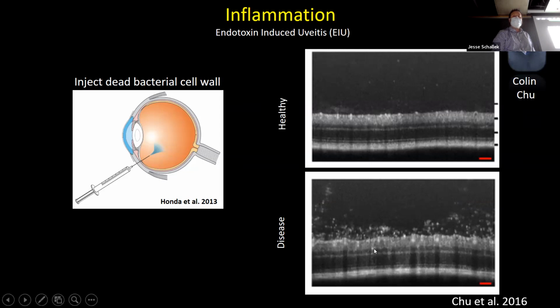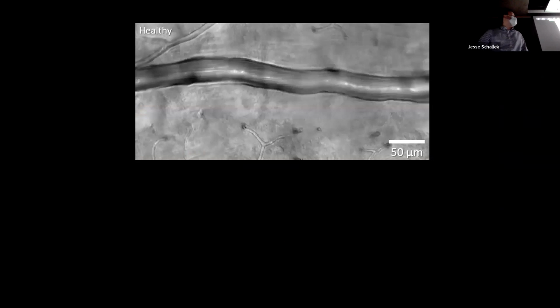And then he would also sort of point in the center of the image and say, well, there are also hyperreflective structures in there, but who knows what those are? Are those inflamed ganglion cells? Are they dilated capillaries? Are they immune cells? So this was a perfect project for adaptive optics, in my opinion. And hopefully the data that I'll show you convinces you that it was a good project.